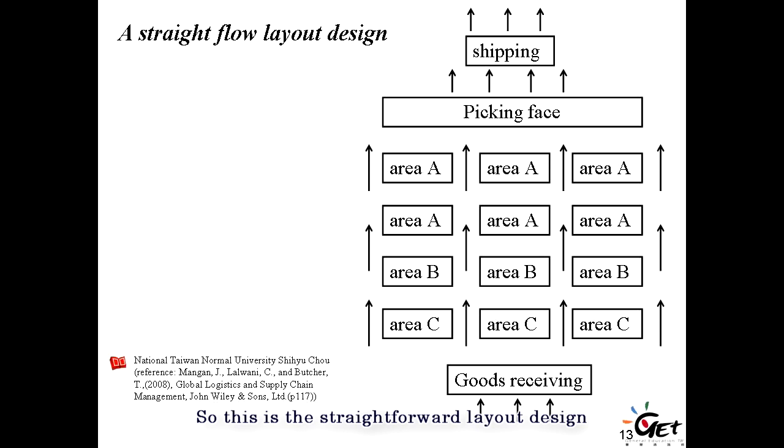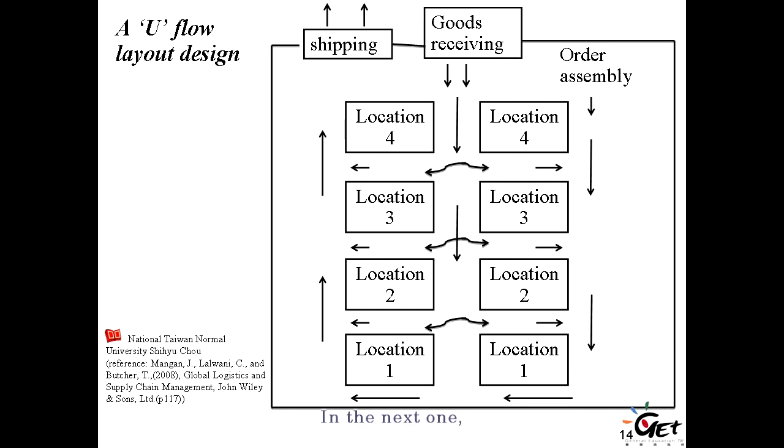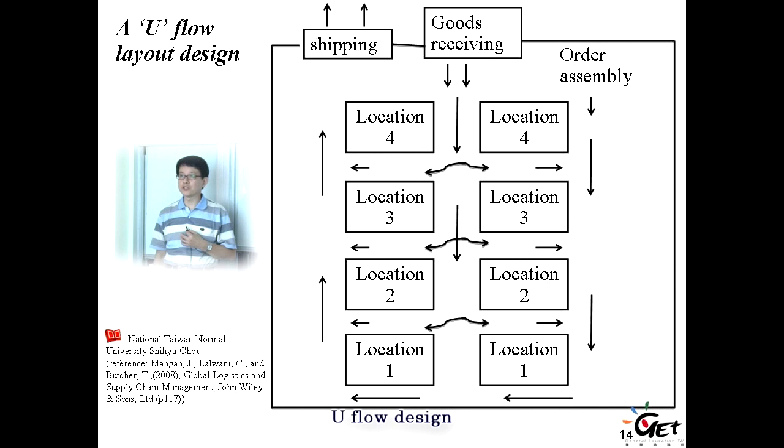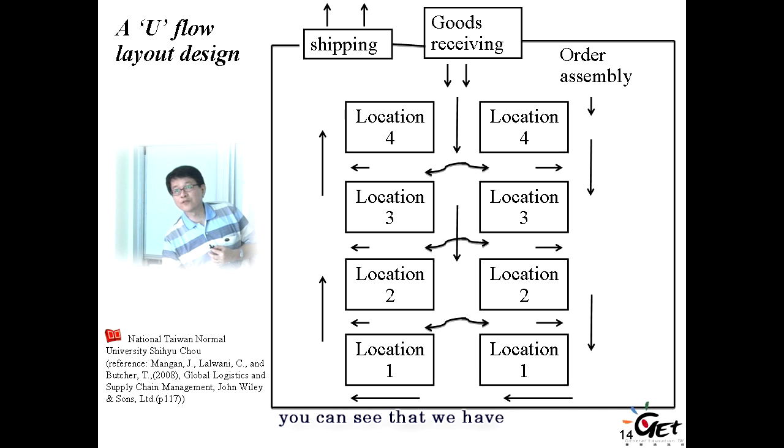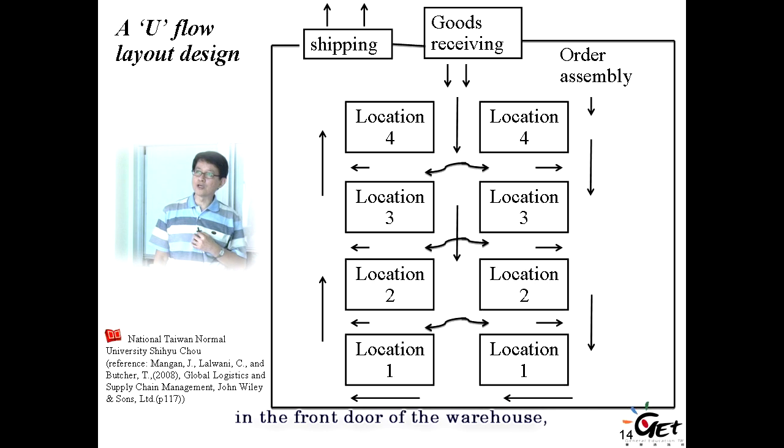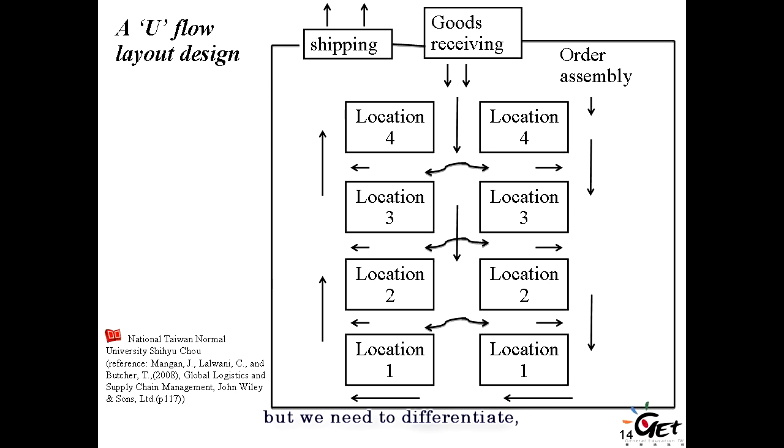flow layout design. And the next one, the U-flow design. In the U-flow design, you can see that we have the goods receiving area and the shipping area on the same side, in the front door of the warehouse. But we need to differentiate. We need to have different areas for the trucks to park temporarily. Some trucks send the goods in, and some are there in the shipping area to send the goods out.